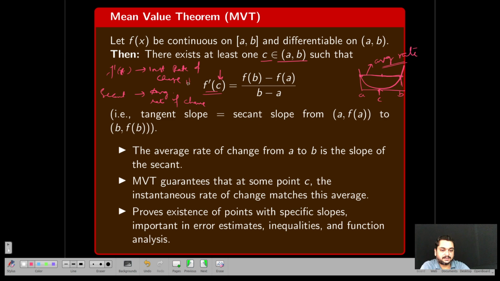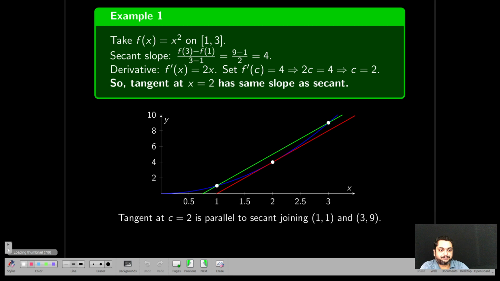then at that point c, the average rate of change is equal to the instantaneous rate of change. Let us take an example. Where it is important and how it is used: it proves the existence of points with specific slopes, and is important in error estimates, inequalities, and function analysis. So these are the uses of MVT.